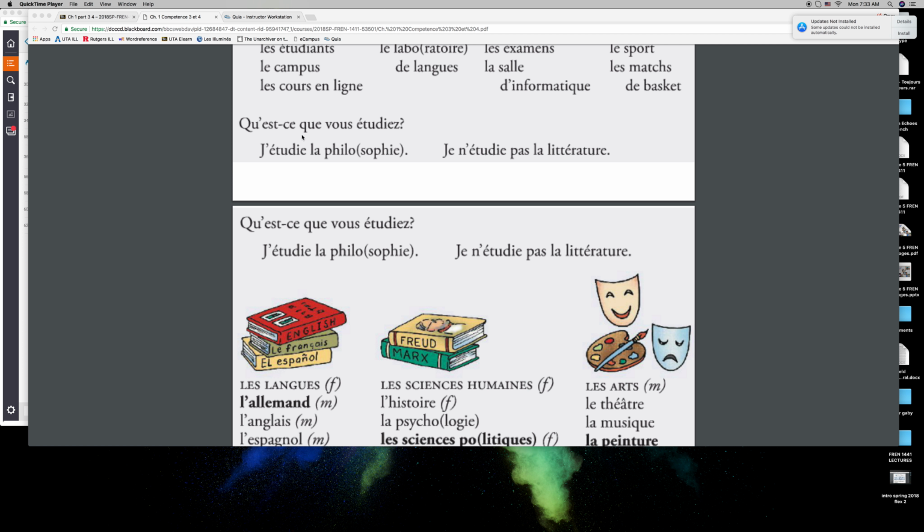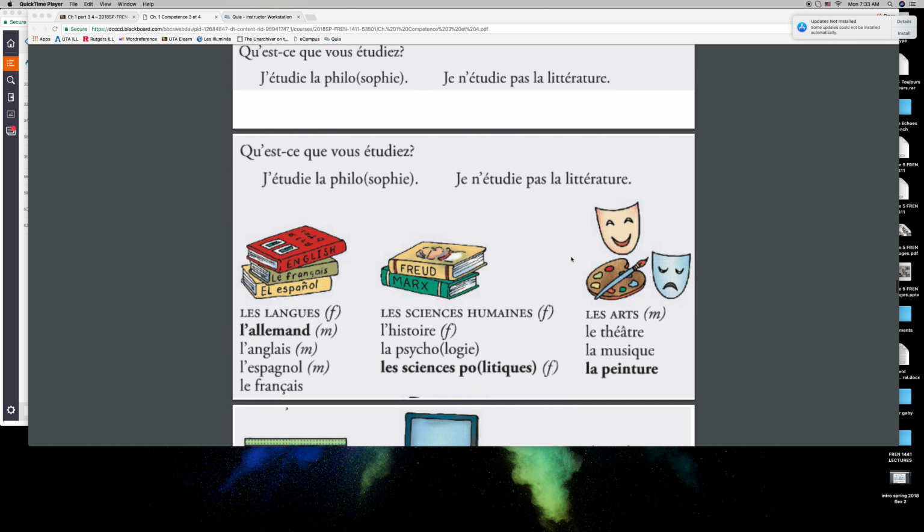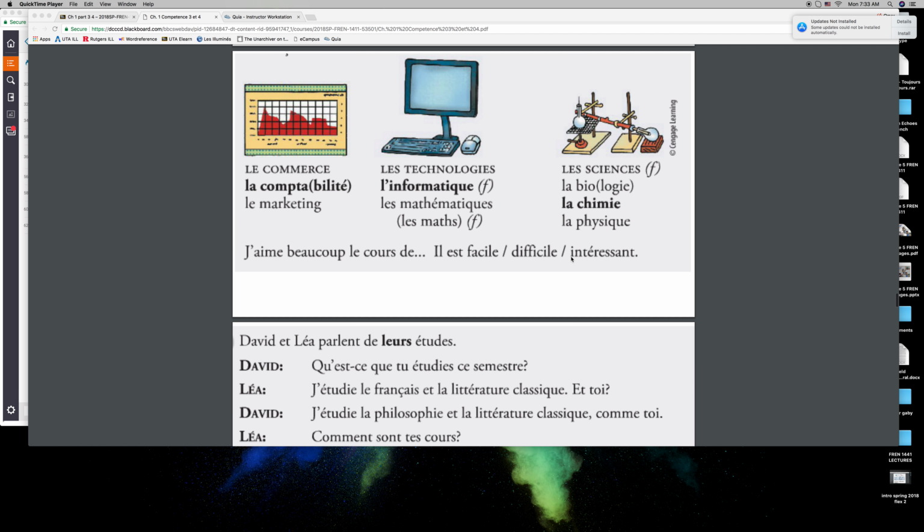And you also have this question, qu'est-ce que vous étudiez? What is it that you study? Qu'est-ce que vous étudiez? J'étudie. Répétez s'il vous plaît. J'étudie. Je n'étudie pas. And then you put here the subject that you study. J'étudie la philo. Je n'étudie pas la littérature. I don't study literature.